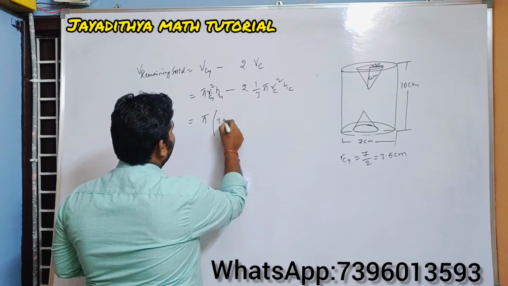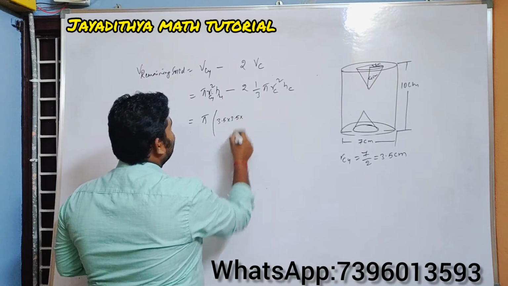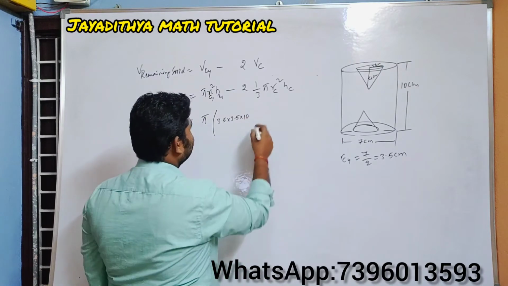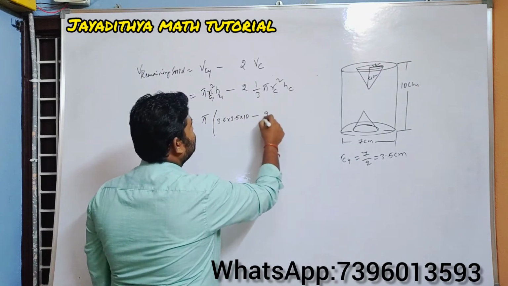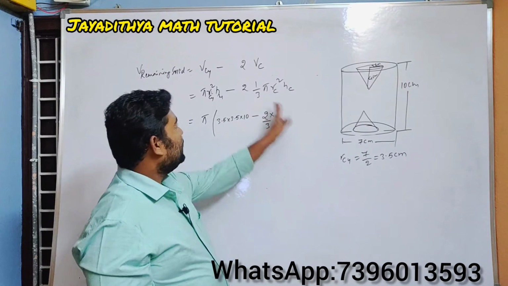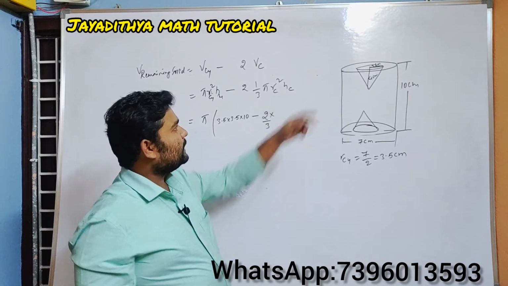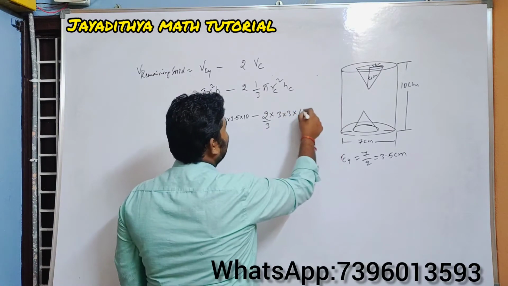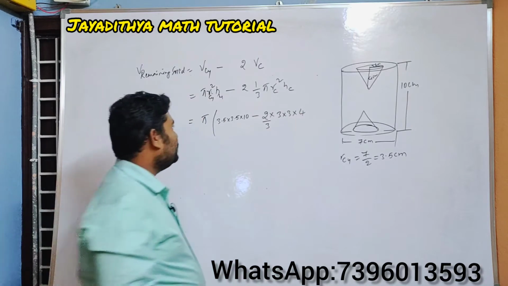So you can write like this: 3.5 into 3.5 into h, the height of the cylinder, which is 10, minus, so you have 2 into 1 by 3, I am writing here 2 by 3 into r, the radius of the cone. The radius of the cone is given as 3, so that is 3 into 3. And the height of the cone is 4.